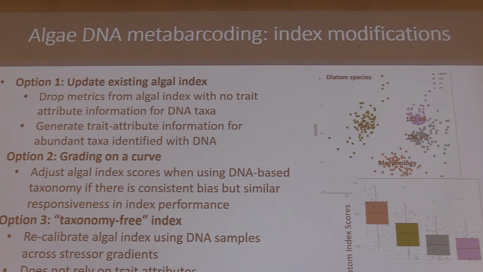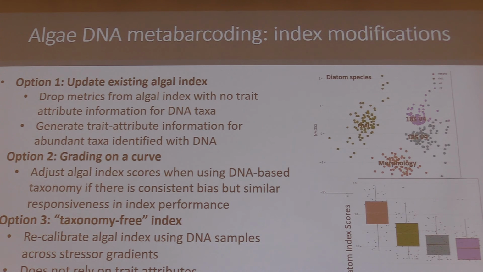So moving forward, we have a couple of key options for potentially modifying our algal index to be a bit more compatible with this DNA-based approach. We can update our index, which means potentially dropping metrics from the index where we don't have that necessary trait attribute information. We can go about trying to generate that trait attribute information for some of the really abundant taxa that we identified in DNA, again, working closely with taxonomists in order to do so.